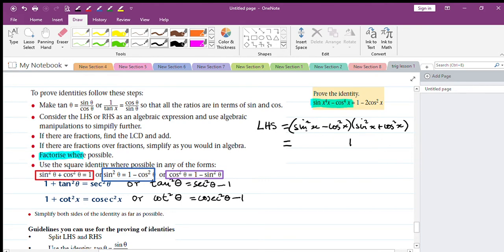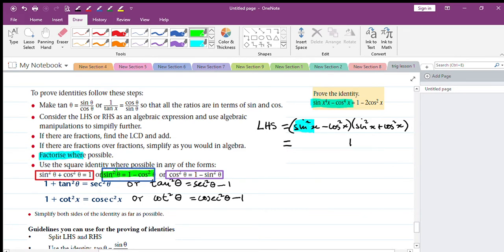I need to make sure that everything here is written in terms of cos. So where is my challenge here? My challenge is with this sine squared x. So I need to change the sine squared x and write it in terms of cos squared x. What do I use? There it is. Let me highlight it for you.